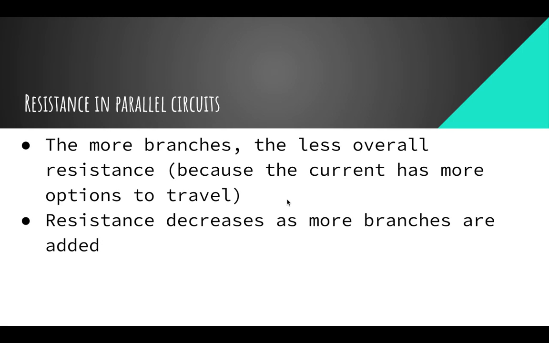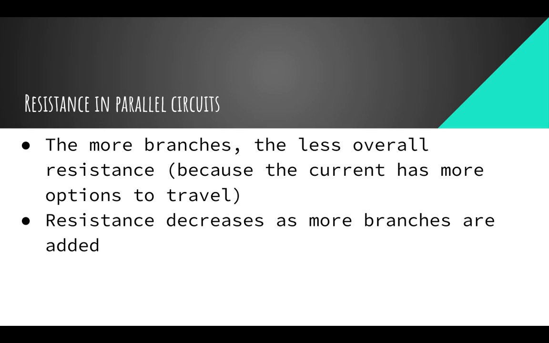The resistance says the more branches, the less overall resistance. Just like a toll booth, if you had multiple choices of toll booths to go into, it would allow the flow of the vehicles to travel easier. Same thing here. When you have branches in your parallel circuit, the current can flow easier because it has more choices to go in. Some will go one path, some will go another path, and so on.